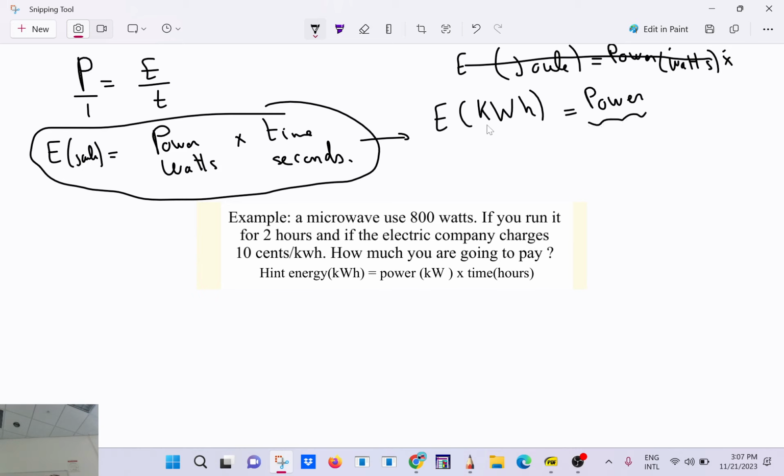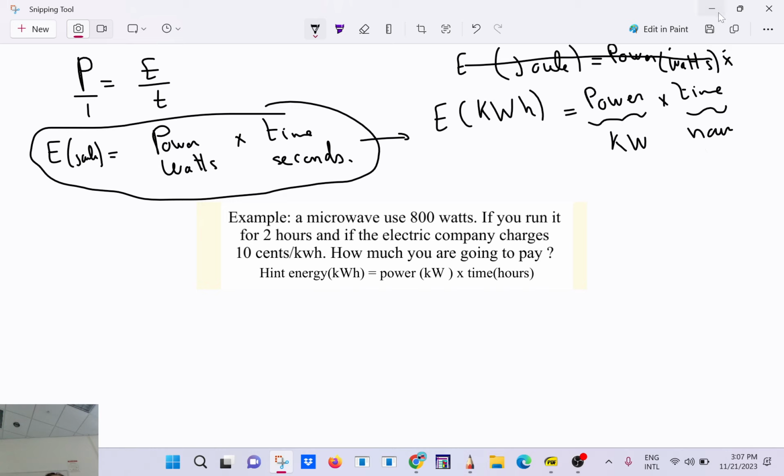What's going to be the unit of power in that case? Kilowatt, very good. And the time will be in hour. Very simple. Okay? So if you want to have the energy in kilowatt hour, you take the power in kilowatt, you multiply the time in hour. So that way, if you rent, for example, Airbnb and you have an AC unit, you can find how much it's going to cost at the end of the month, right?